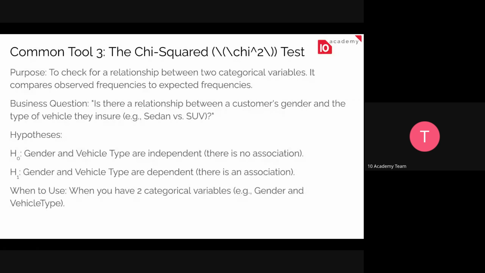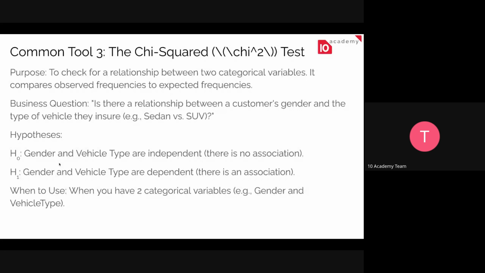And the last one here is going to be the chi-square test, which is just the relationship between two categorical variables and compares the observed frequencies to expected frequencies. So, for example, if you are wondering whether there is a relationship between customers' gender and the type of vehicle they insure, if you have just sedan and SUV and male and female, we may just use this one.